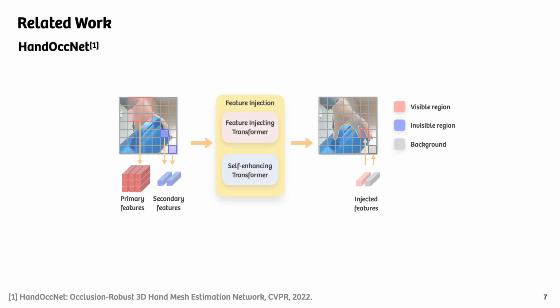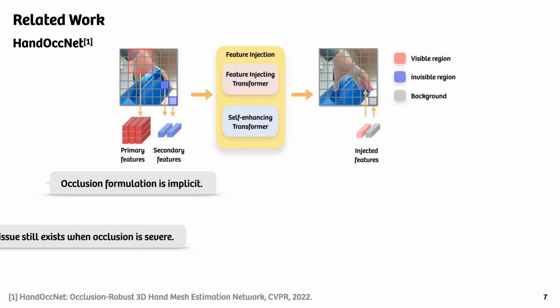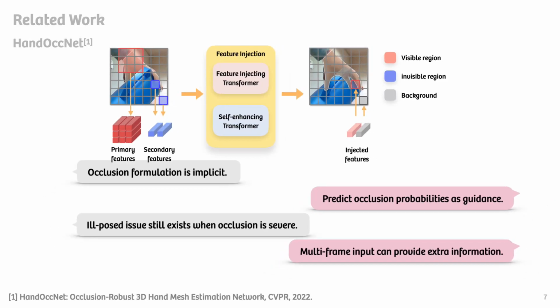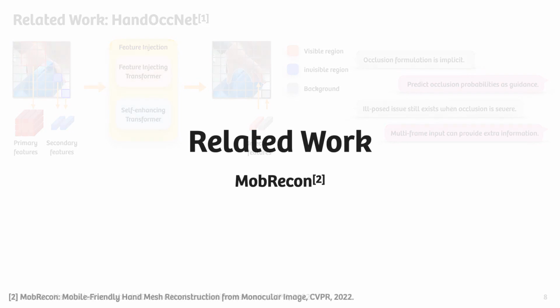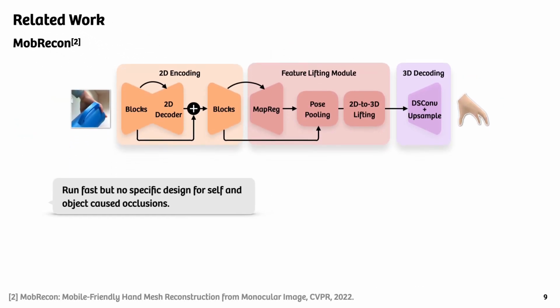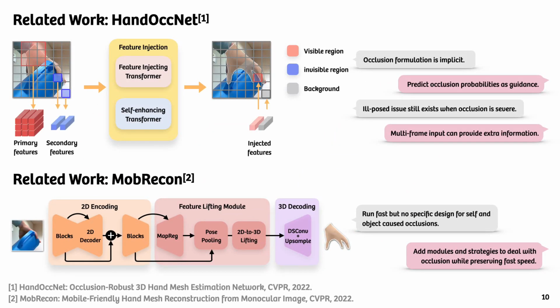Recently proposed Hand-Occlusion-and-Orientation-aware alleviates the occlusion problem. However, its formulation is implicit and the ill-posed issue still exists when occlusion is severe. It inspires us to predict occlusion probabilities as guidance and use multiple frames to get extra information. Another method called MobRecon runs fast but doesn't take occlusions into consideration, so it requires additional designs to handle the occlusion issue while preserving real-time speed.